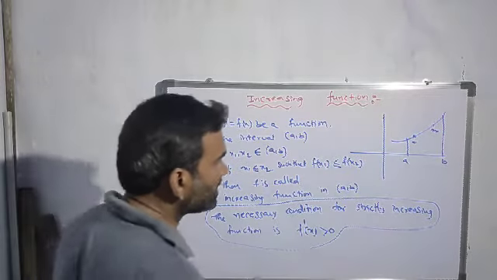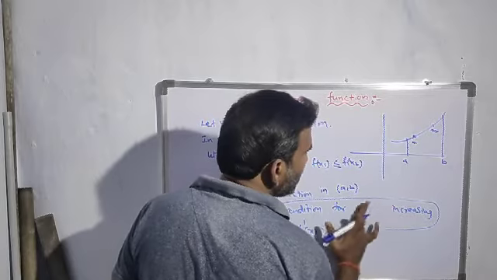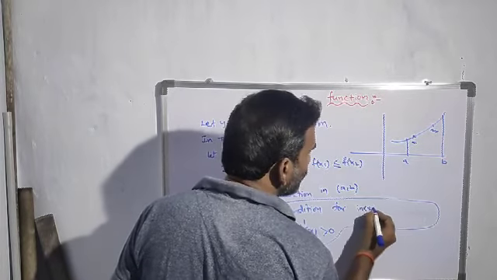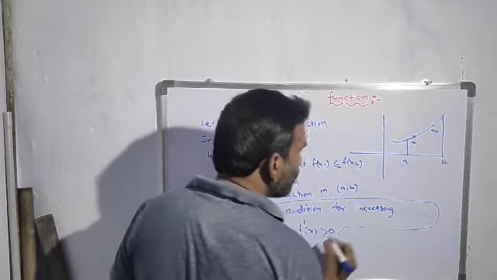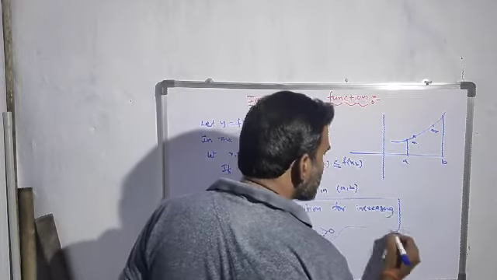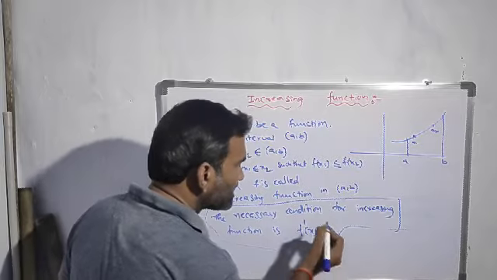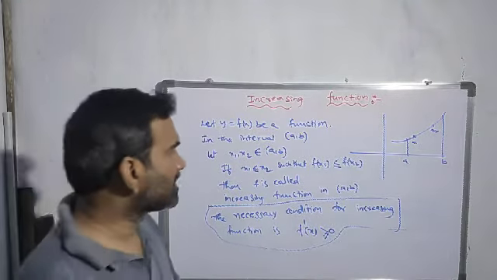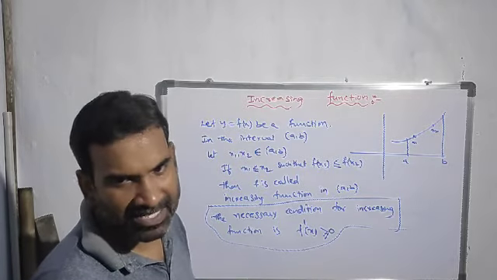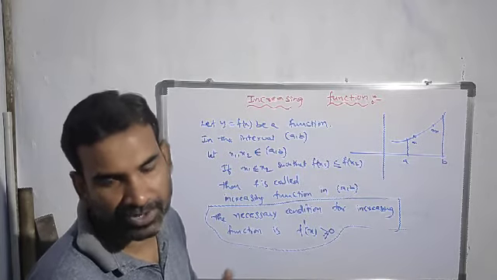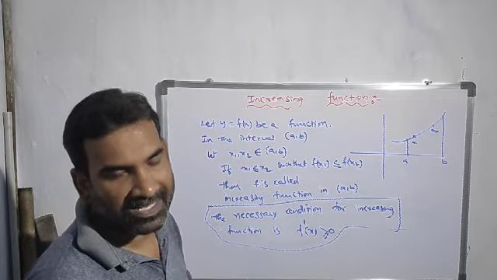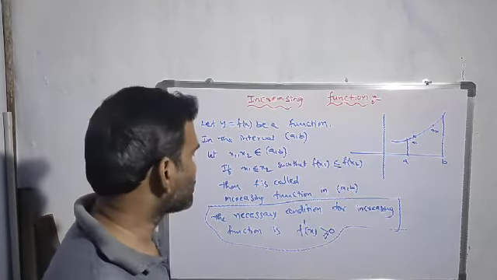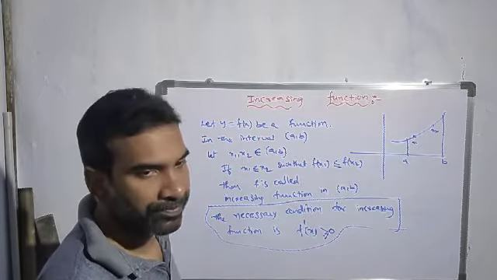The necessary condition for an increasing function only. Then what is our necessary condition? f dash of x greater than or equal to 0. So this is the difference. In strictly increasing, it is compulsory, there are no equal values, there is no equal condition. Okay, so this is the concept.